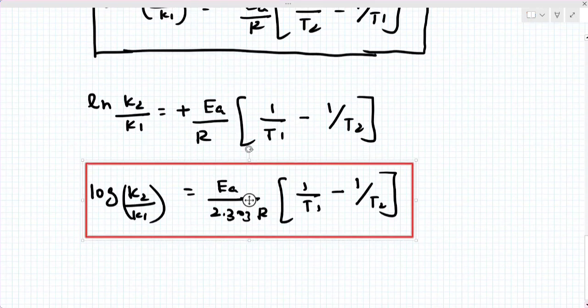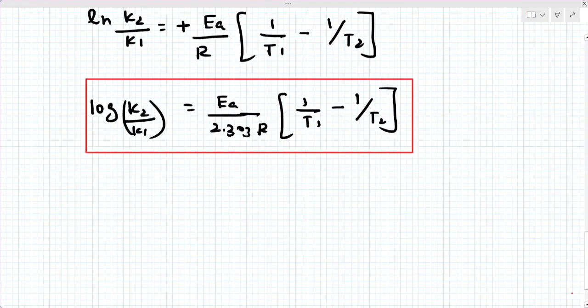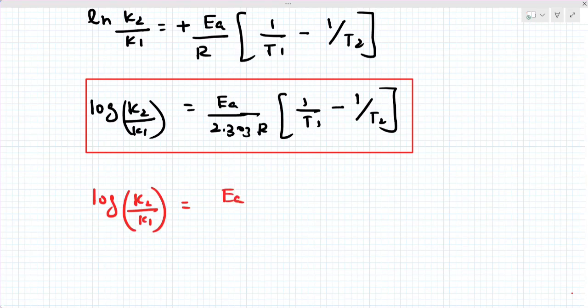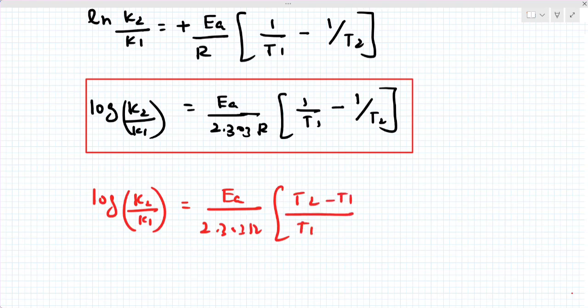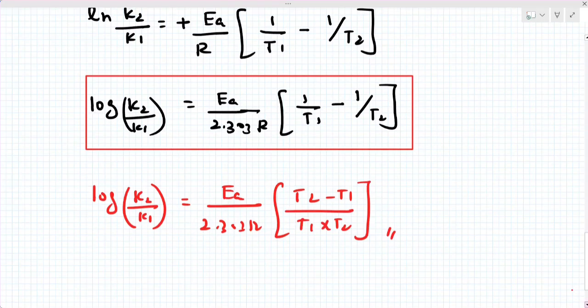Now see, what is the other form? Log K2 by K1 is equal to EA by 2.303 R into T2 minus T1 by T1 into T2. This also you can apply. In this equation, how many types of questions will be asked?